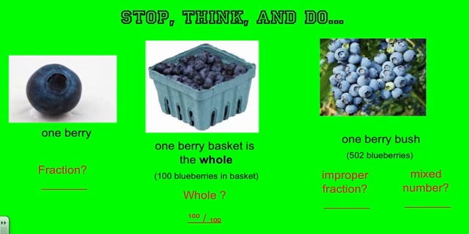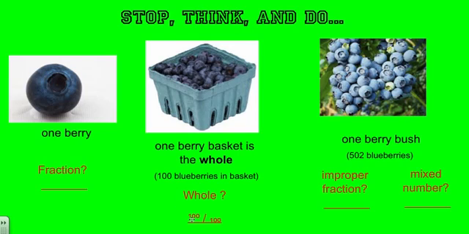Now we would like for you to stop, think, and do. I want you to look at this example from a blueberry perspective. So you're looking at 1 basket of blueberries as your whole. There's 100 blueberries in the basket, so we filled that one out for you. So 100 over 100 is the whole.